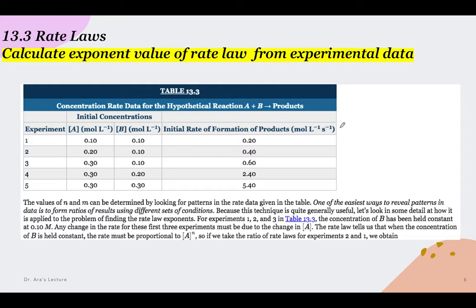If we look into the table, we can see that in the first three experiments, we did not change the concentration of B, we kept it constant, but we changed the concentration of A. If we look into experiments 3, 4, 5, we can see that we keep the concentration of A constant, but we change the concentration of B.